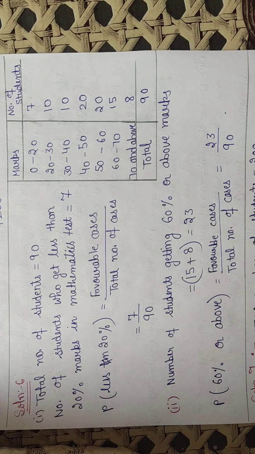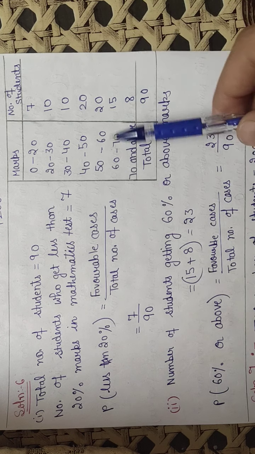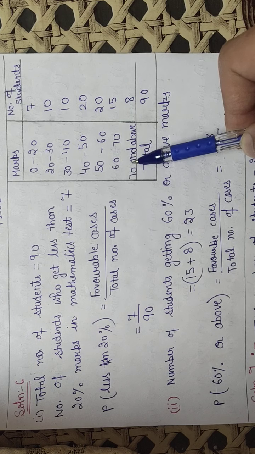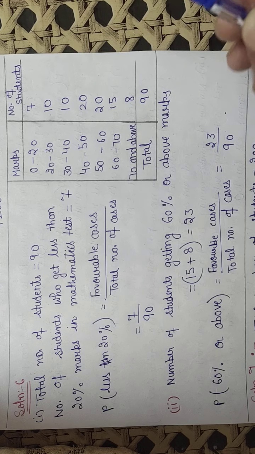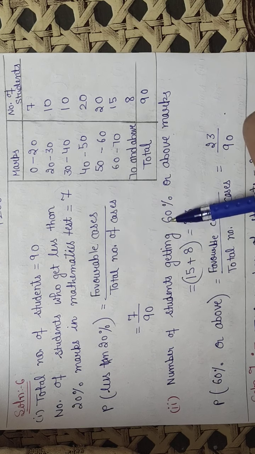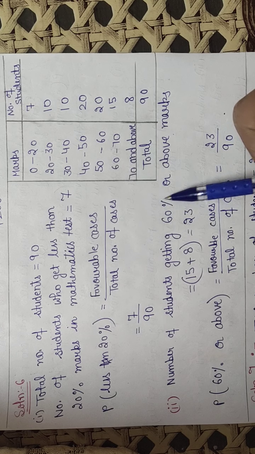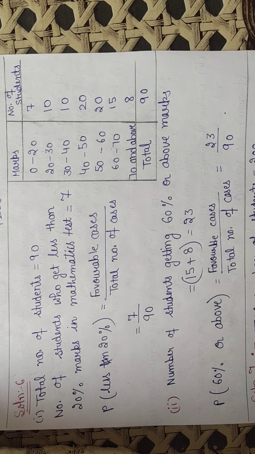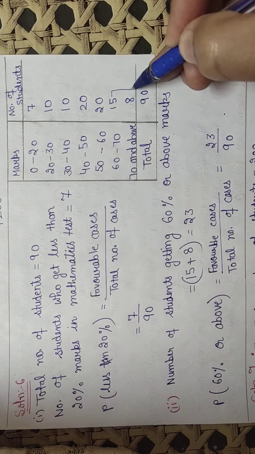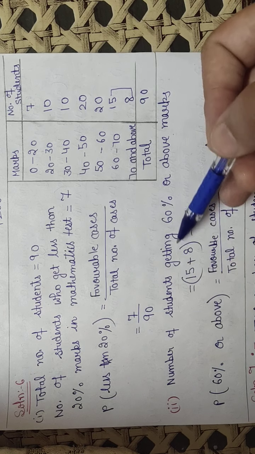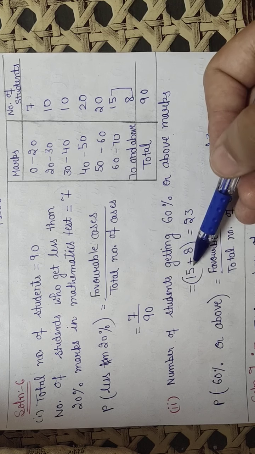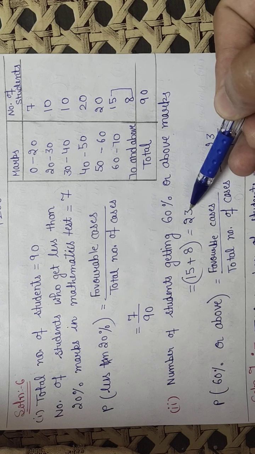In the second case you have to find the number of students whose marks are 60% or above. More than 60% means you will consider these two intervals, 60 to 70 and 70 above, because you have to find above 60%. Above 60% means 70%, 80%, 85%, 90%, any number. So we will add these two frequencies. So number of students getting 60% or above marks is 15 plus 8, which is equal to 23.